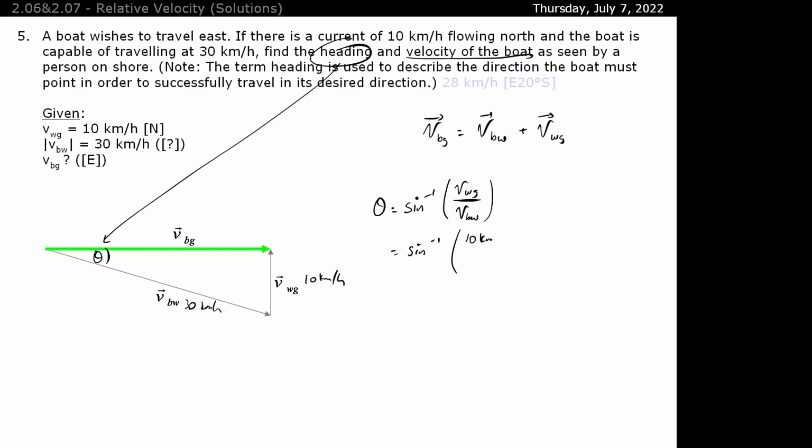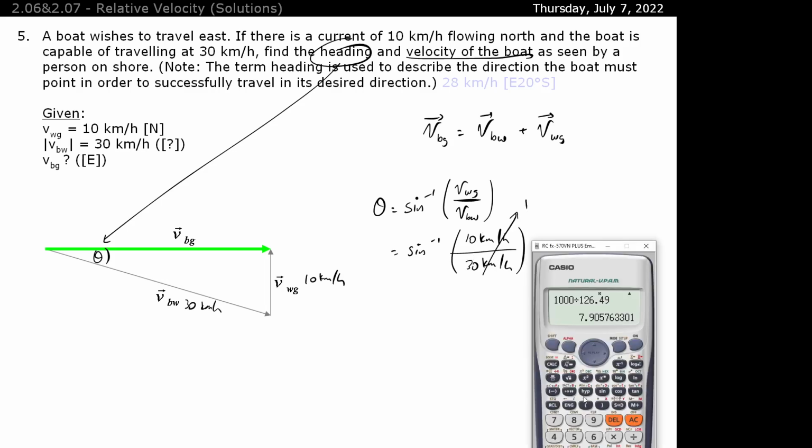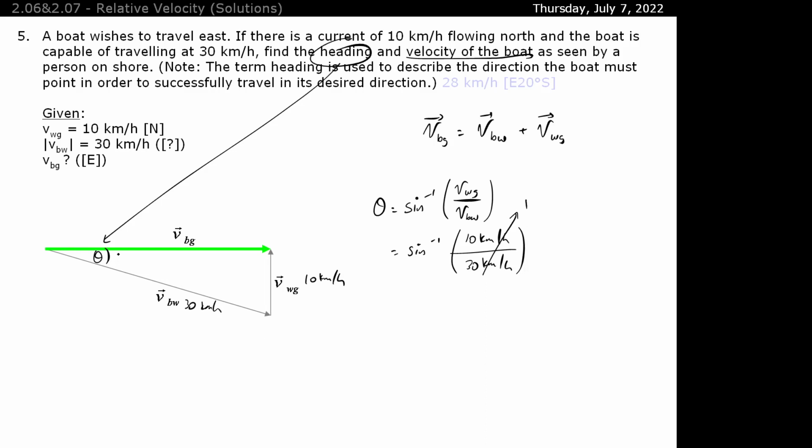VWG is at 10 kilometers per hour. VBW is at 30 kilometers per hour. And again, make sure that the units are the same because they need to divide each other out. Right? Divide to 1. So you could type in your calculator the sine inverse of a 1 to 3 ratio and it will give you the same answer. All right, so shift sine of 1 to 3 and that will give you 19.5 degrees. I'll just write down 19.47 to carry some extra sig figs in case we need it later on. Okay, so that's the heading of the boat. The boat has to head 19.47.